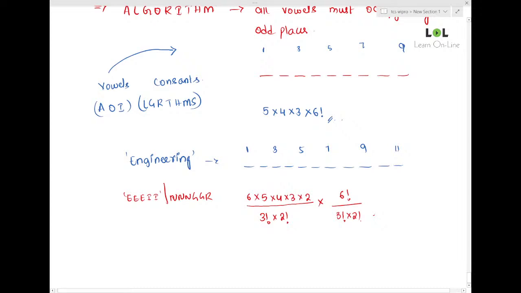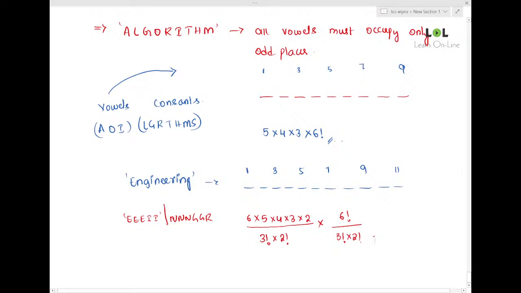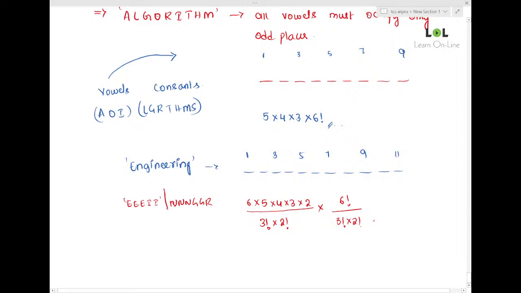Am I clear? Did you understand these kind of questions? Everybody? Everyone? So slightly I will increase the difficulty level now. Observe.